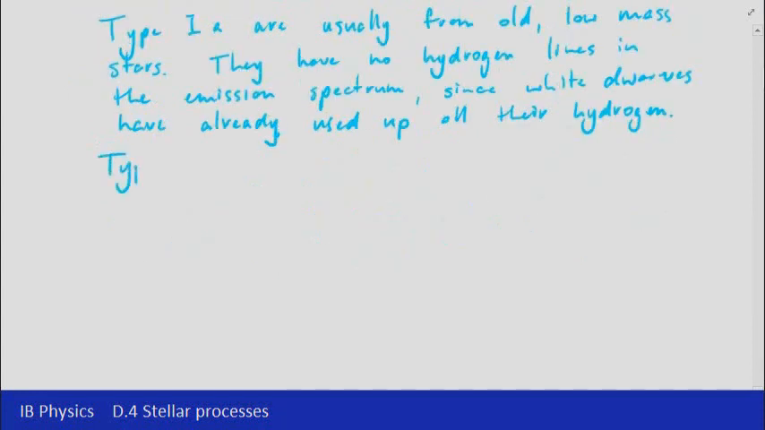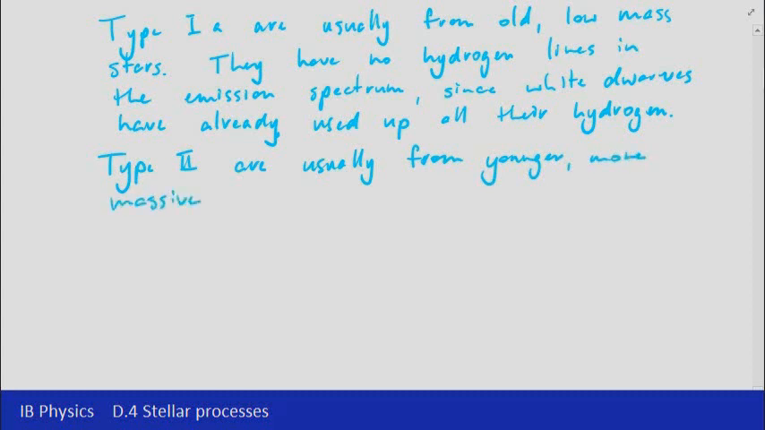Now, comparing that to type 2, type 2 are usually from younger, more massive stars. As we talked about in a previous video, the lifetime of the star is largely determined by how much mass it has, and so a younger star is going to tend to be more massive. And we know that type 2 have to occur from fairly large stars, so 8 solar masses or greater. And so they're going to be young as a result. And the other thing here as well is that they do have hydrogen lines.